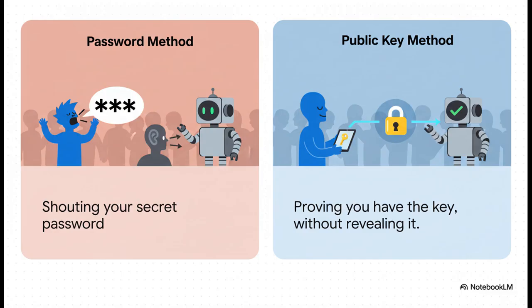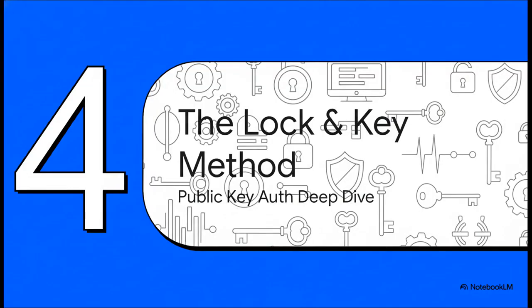And this slide right here gets to the absolute heart of why this matters. Using a password is like shouting your secret word across that crowded coffee shop. If anyone overhears it, boom, your security is toast. The public key method, on the other hand, is just so much smarter. It lets you prove you have the secret key without ever having to shout it or even show it to anyone. So let's zoom in on the main event, this lock and key method. This is so fundamental to SSH that the official rules say it has to be included in any SSH software.